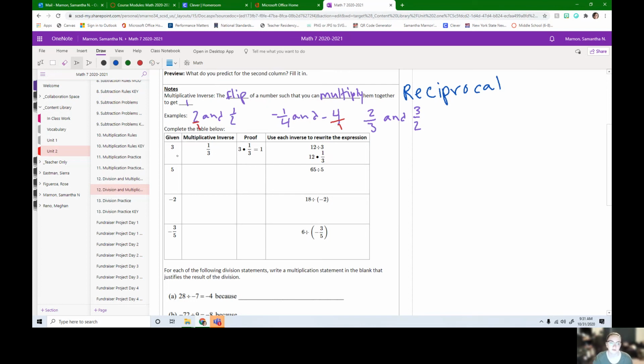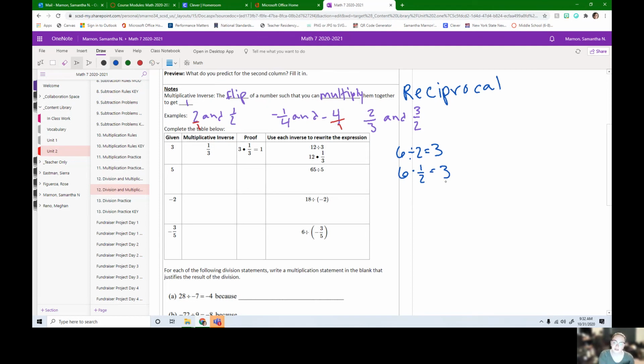So here we have a table. They gave us an example. If you have 3, the multiplicative inverse is 1/3. The proof is if you do 3 times a third, you get 1. And then you can use the multiplicative inverse. Instead of writing divide by 3, you can do times 1/3. We know that if I did 6 divided by 2, I get 3. But 6 times 1/2 is also 3. This is why we want to use the multiplicative inverse.